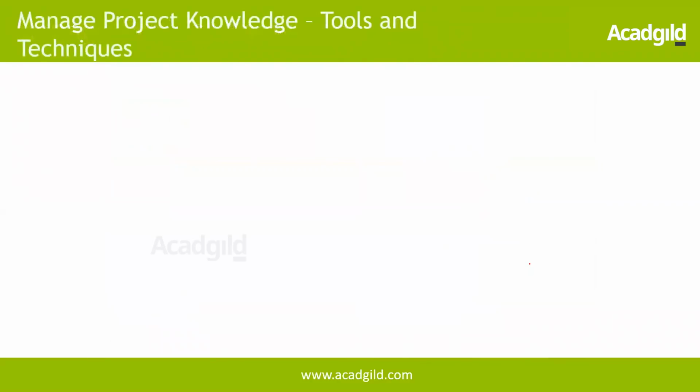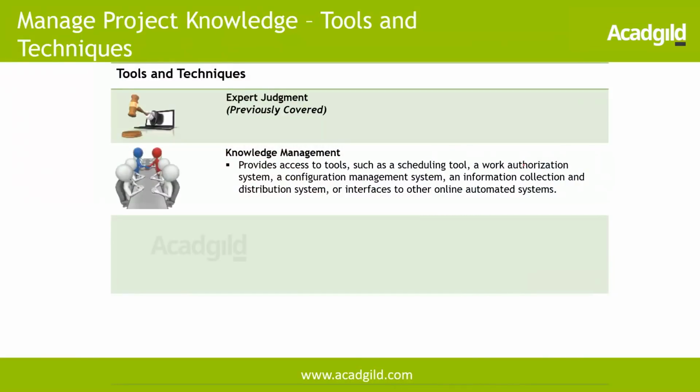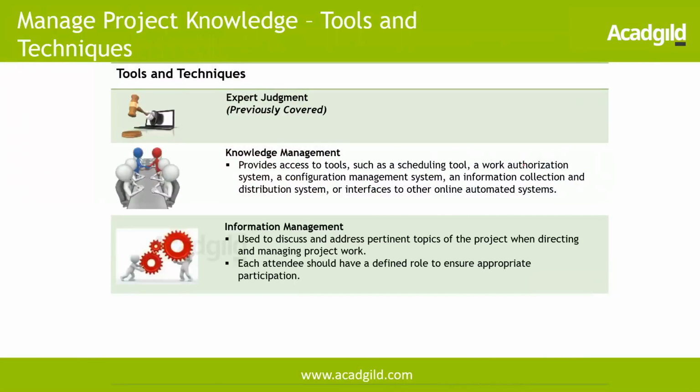So the tools and techniques. One is the expert judgment, again based on the lessons learned register, anything based on the knowledge sharing that has been happening, then we talk to the experts and try to understand what can be done. We cannot take everything as it is and implement, so we will have to talk to the experts and understand what it is. And then how do we manage knowledge, by use of tools such as scheduling, work authorization, some of the tools that are listed here. Then information management, used to discuss and address pertinent topics of the project when directing and managing project work.